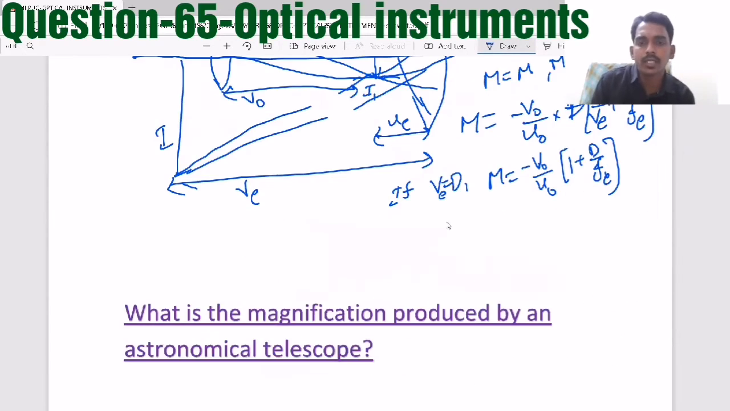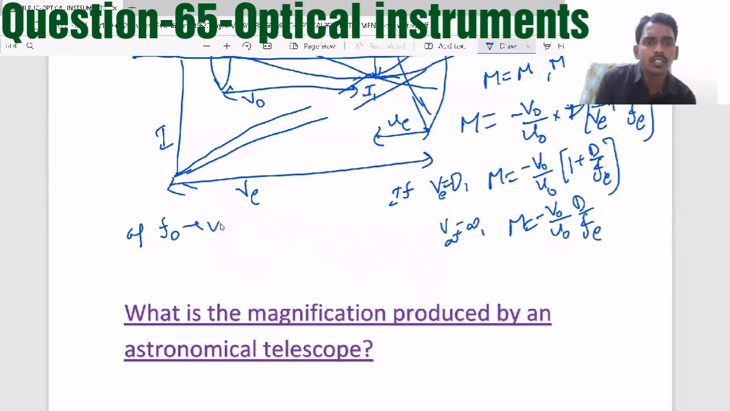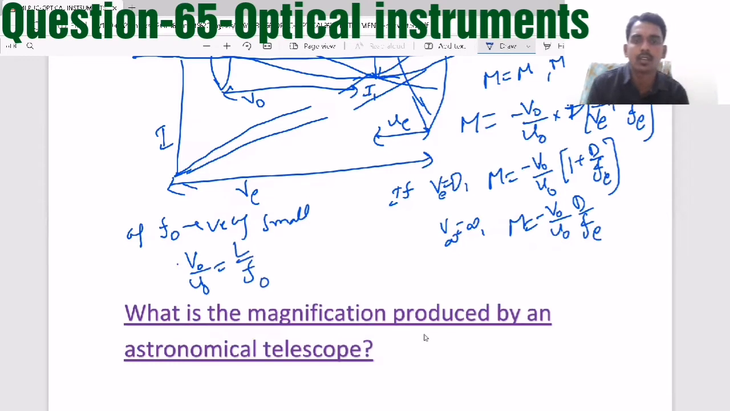Or if the final image is at infinity, then the magnification will become minus V naught by U naught into D by FE. And as F naught is very small, we will take an approximation that V naught by U naught will become approximately L by F naught. So in a few questions, you can substitute this in place of V naught by U naught.